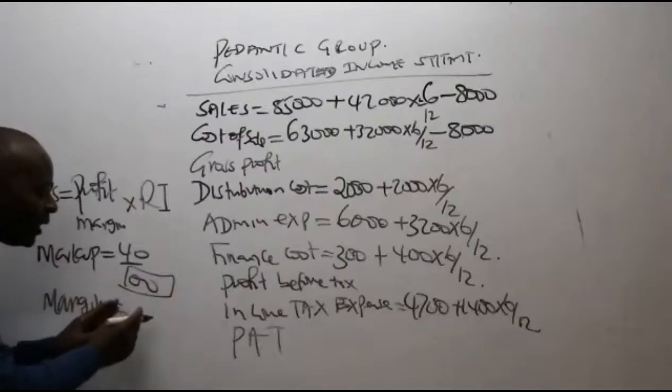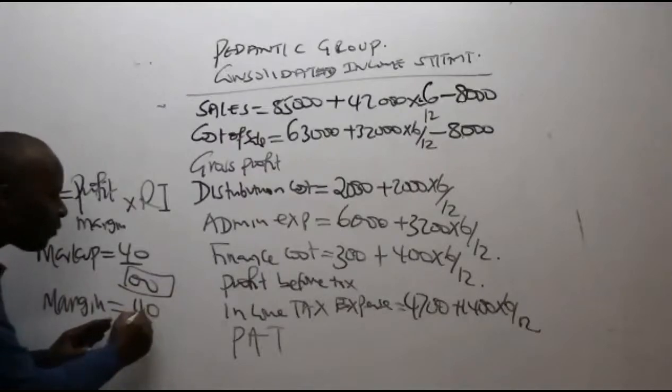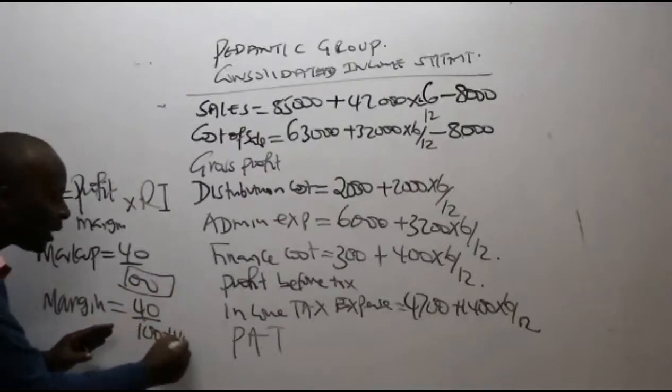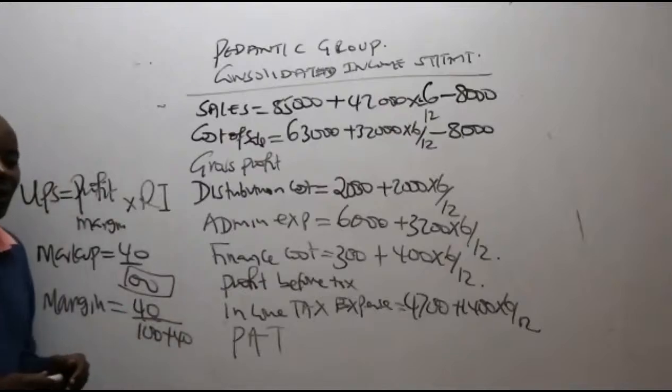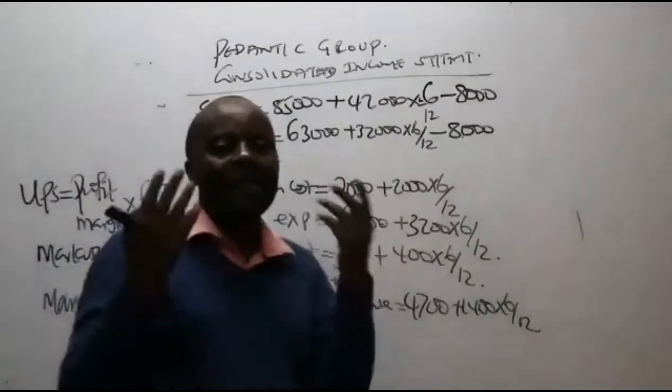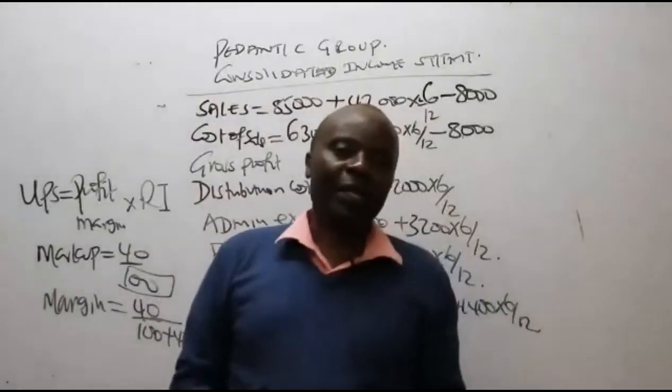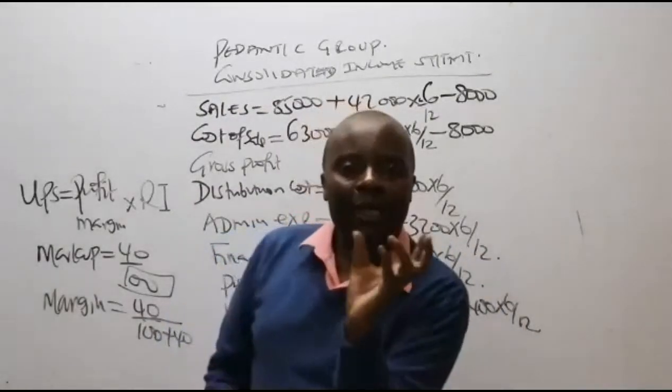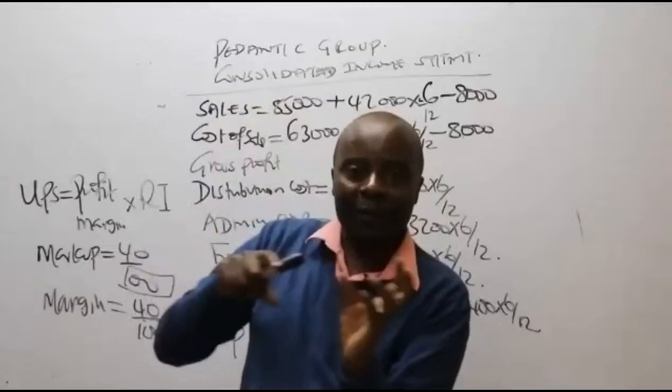Unakram hivyo, margin iko na base kubwa. Kumaanisha margin itakuwa 40 over 100 plus 40. Yani margin, unaimagine tu, margin iko na bigger denominator. So then what I'll do, I'll take the denominator of the markup plus the numerator.